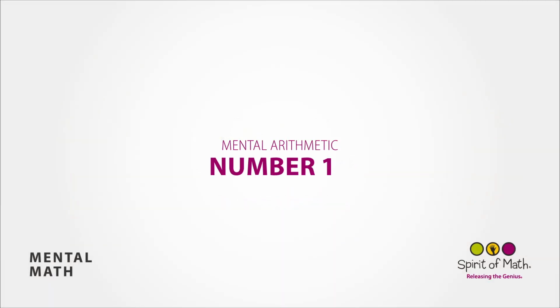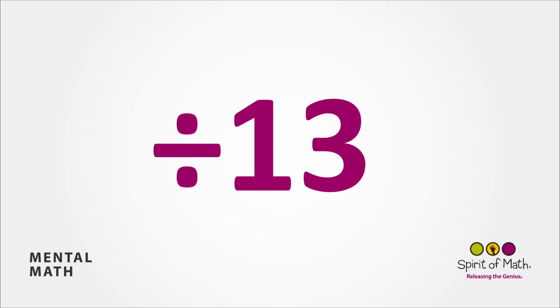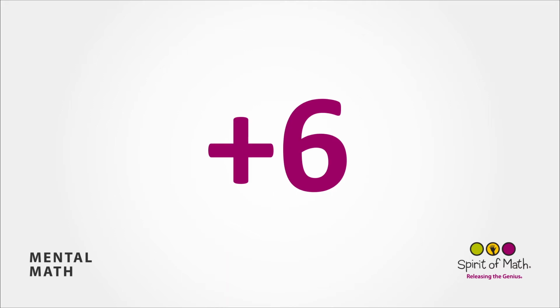Mental arithmetic number 15. This one's a little tougher, so I'm going to try and go a little slower. 3 times 39 divided by 13. Subtract 9 and add 6.